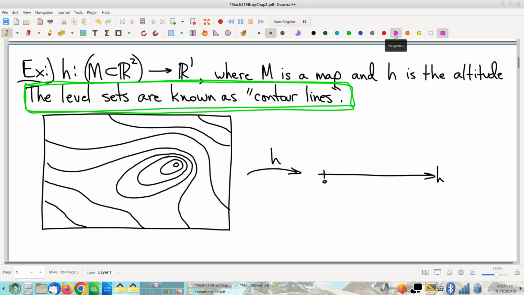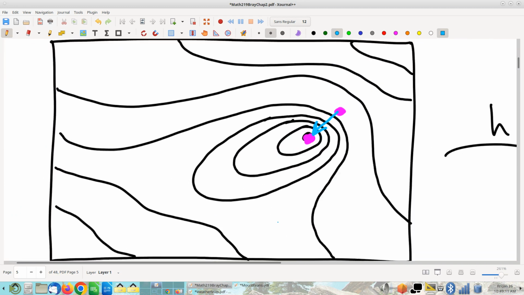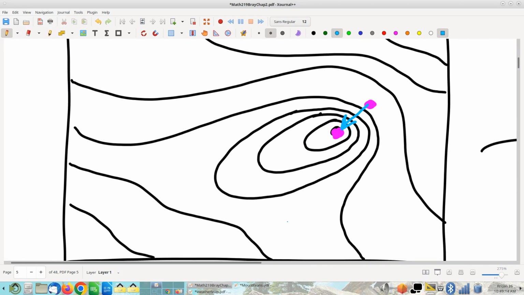If I am currently here and I want to get to the top of the mountain, I can look at the two trails that are marked on the map. Maybe there's one trail that goes straight to it, like that. The other trail maybe does something kind of like this. Which of these two trails should I take?